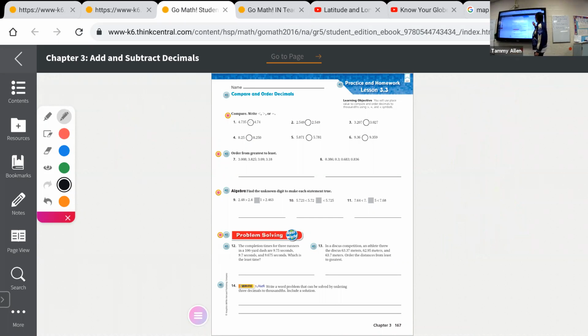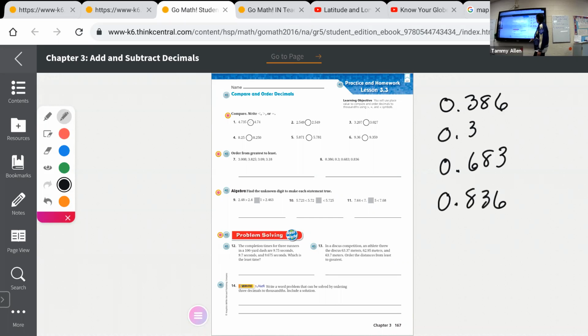Number 8, we have 386 thousandths, 3/10, 683 thousandths, and 836 thousandths. When we look at our 10th place, we're trying to get these greatest to least. When we look at our 10th place, our 8 is already the largest. So we can put that in the first spot.